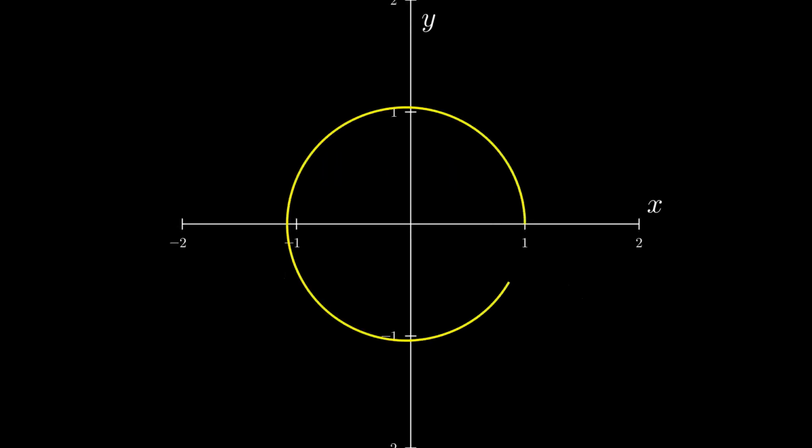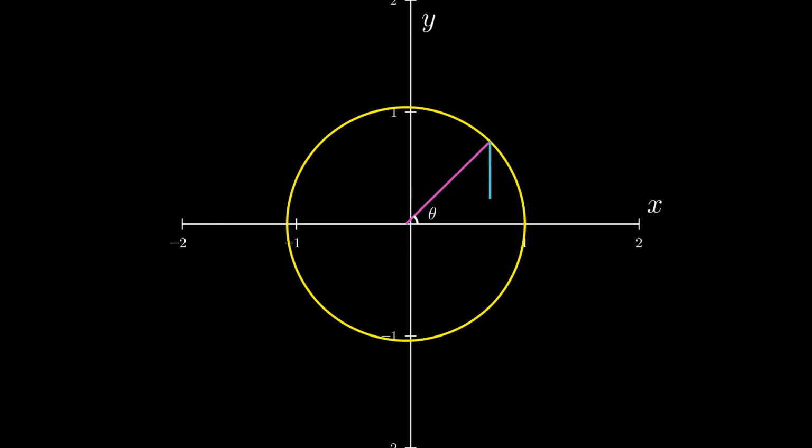Suppose we have a circle whose center is at the origin of the x and y axis, and which has a radius of 1 unit. And we draw a line from the center of the circle to some random point on the circle. Let's call the angle that this line makes with the horizontal line as theta.